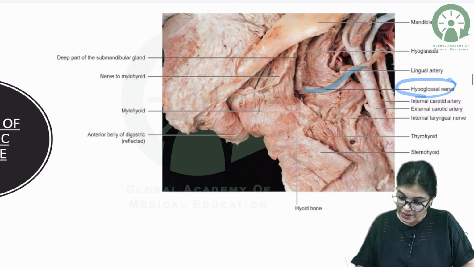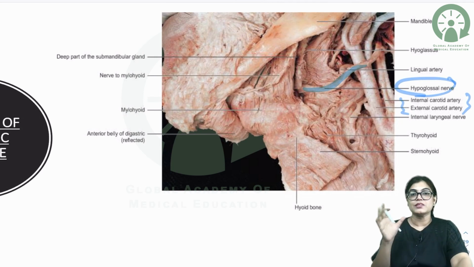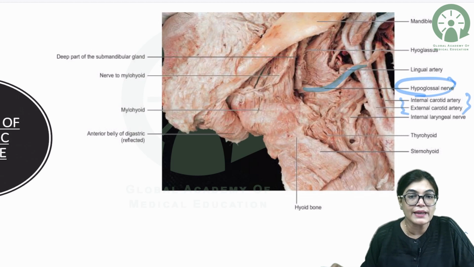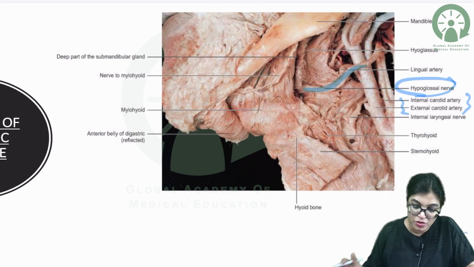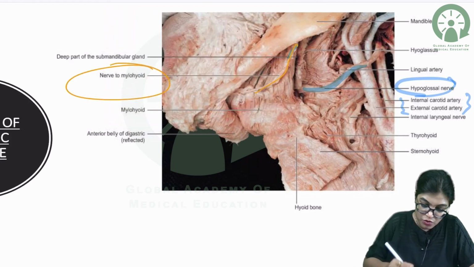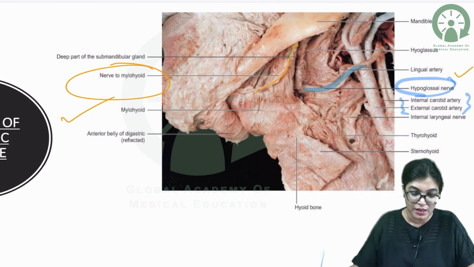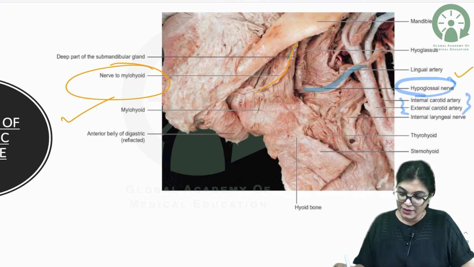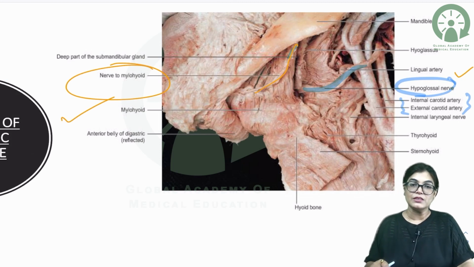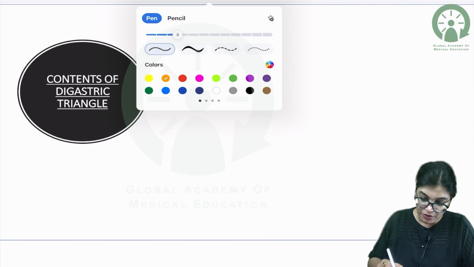The structures residing between the internal and external carotid artery are in the posterior part. Nerve to mylohyoid is also shown here. You can see here, this is the nerve to mylohyoid. So the nerve to mylohyoid, the hypoglossal nerve, mylohyoid vessels, and also the structures traversing between the internal and external carotid artery. I want everybody to note down the content of the digastric triangle.